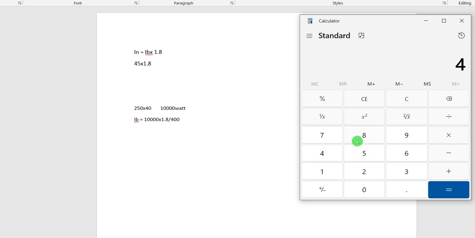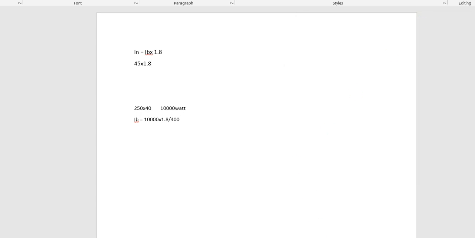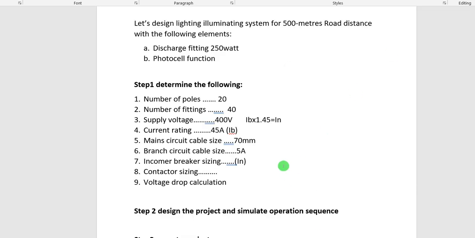We have 45 as our IB multiplied by 1.8. We have 81. So come back here. Now our incoming breaker, MCB, should be 81. We don't have 81, but we have 80 amps. We have to use 80 amps for our incoming breaker.